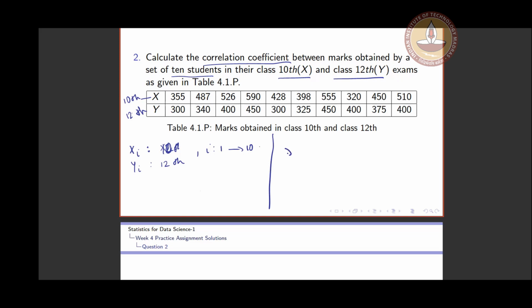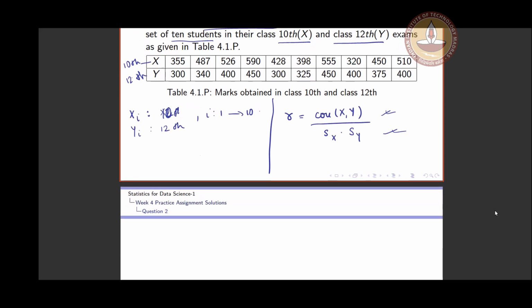The correlation coefficient R is equal to the covariance of x, y divided by the product of the standard deviation of x and the standard deviation of y. So in order to find the correlation coefficient, we need to find the covariance between x and y and the standard deviation of x and of y. Let's start with the standard deviation first.